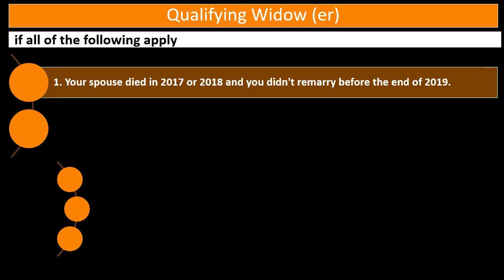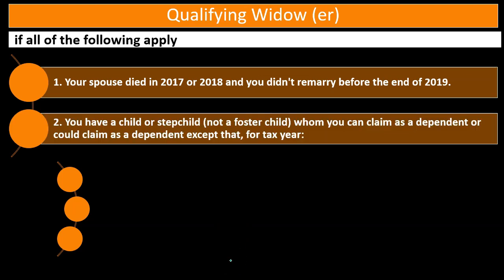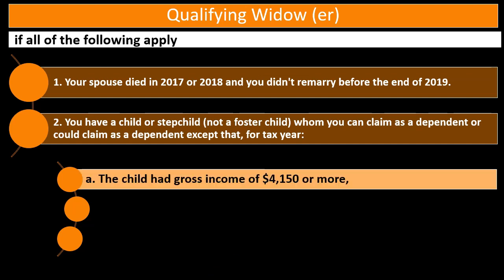So what would be the qualifications? If all of the following apply: your spouse died in 2017 or 2018, and you didn't remarry before the end of 2019. So typically, died in the prior 2 years, and you didn't remarry in the current tax year that you're filing for. You have a child or stepchild, not a foster child, whom you can claim as a dependent or could claim as a dependent, except that for tax year, the child had gross income of $4,150 or more. So typically you're thinking two conditions, right? There was a death of the spouse, and then you have some kind of dependent, typically a qualifying child.